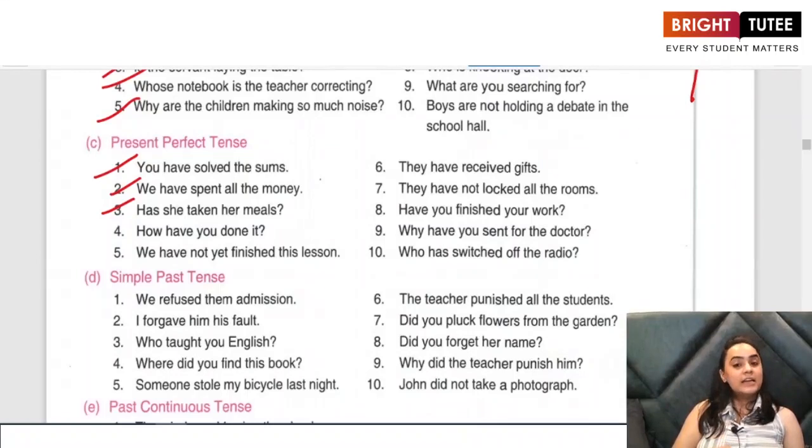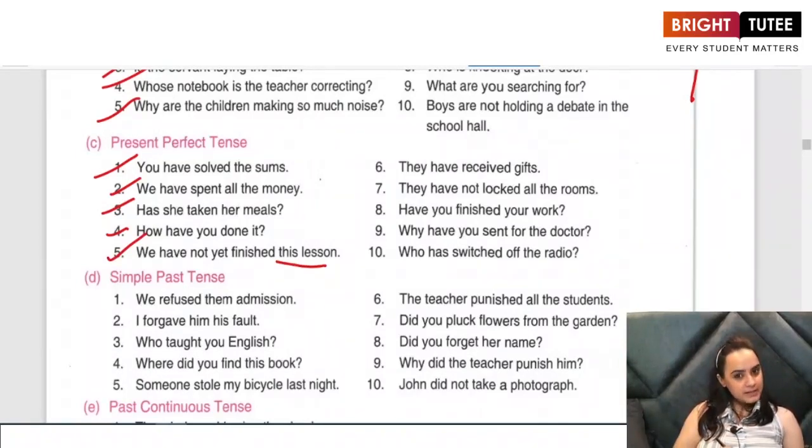How have you done it? How has it been done by you? We have not yet finished this lesson. This lesson has not yet been finished by us.